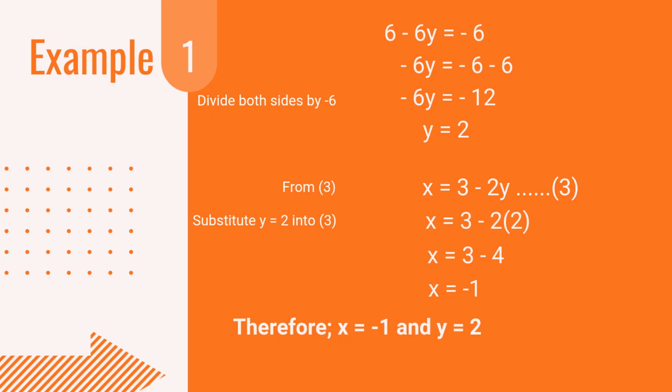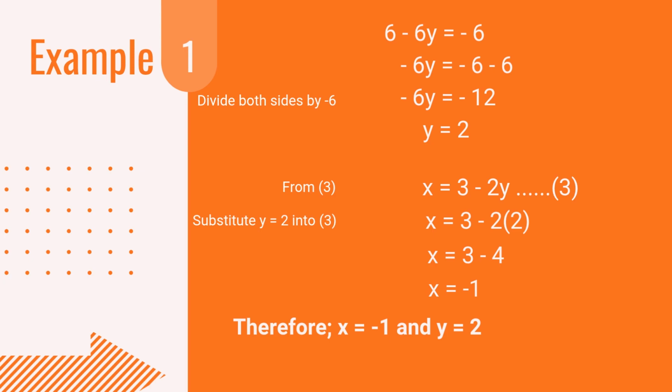The next thing to do is to substitute the value for y, which is 2, into equation 3. So we have from equation 3, which is x equals 3 minus 2y. Now, anywhere we see y, we input 2. So moving forward, we have x equals 3 minus 2, bracket open, put in your 2, which is the value for y, and close the bracket.